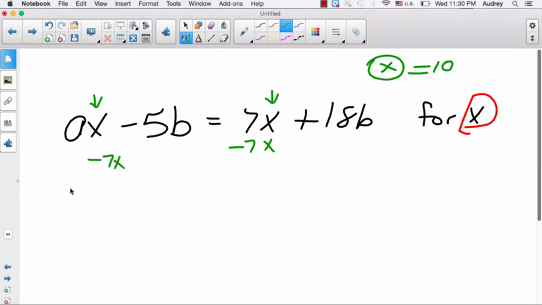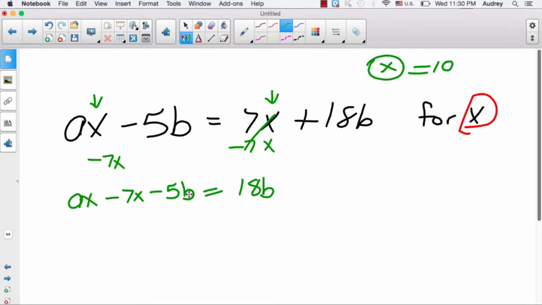All right, so I'm going to rewrite. I'm not going to be lazy. I'm going to have a times x minus 7 times x minus 5 times b equals, those two canceled out, equals a positive 18 times b. Whew, that's a beauty. All right, so now I have my x's on the same side.